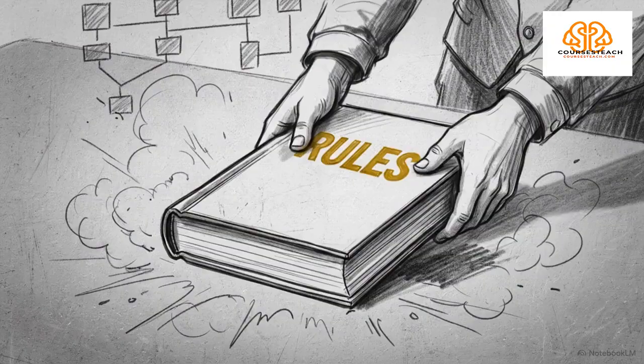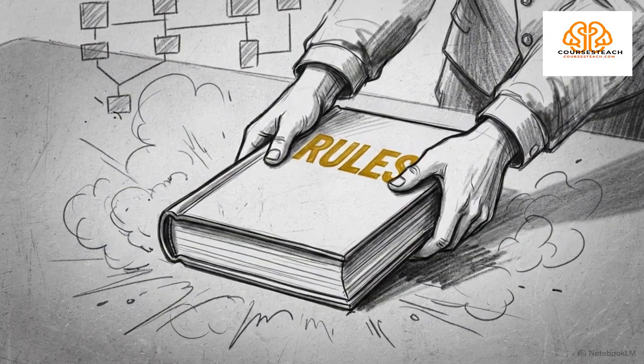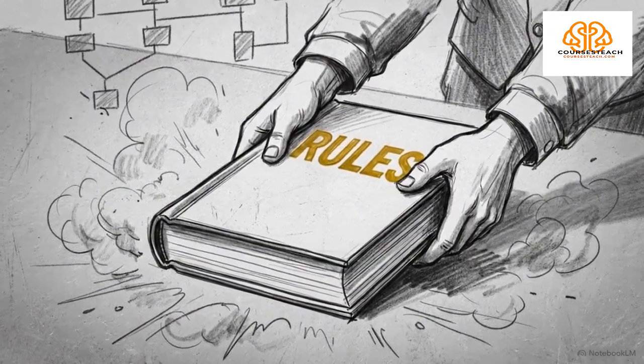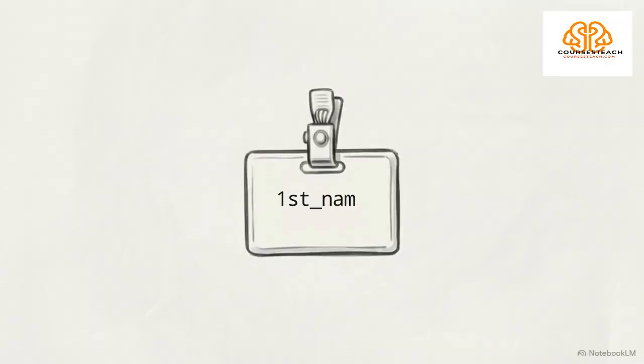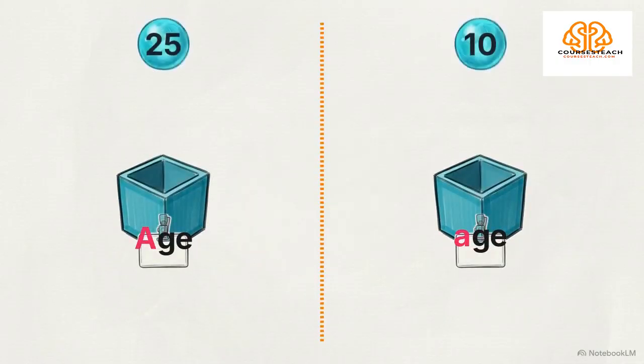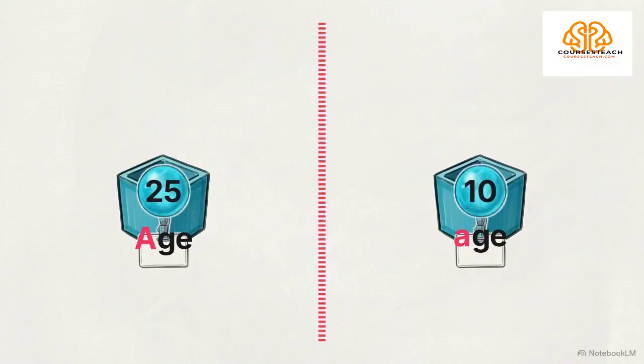storage. You can't just write whatever you want on these labels, though. Python has a strict rulebook for how you name your variables. Rule 1. A variable name must always start with a letter or an underscore. You can never start a label with a number. Rule 2. Spaces are not allowed. If you want to use multiple words, like first name, you use an underscore to connect them. And be careful with your capitalization, because Python treats uppercase and lowercase letters as completely different labels.